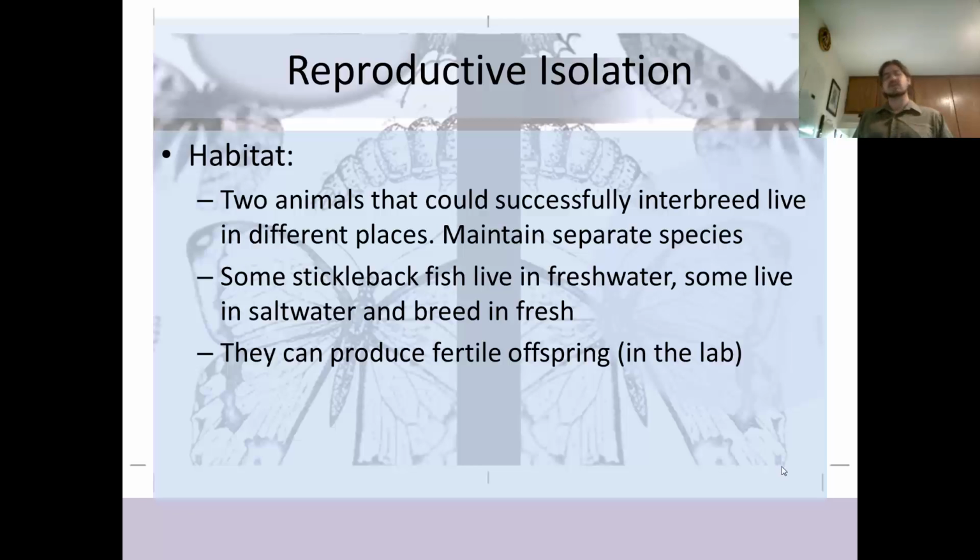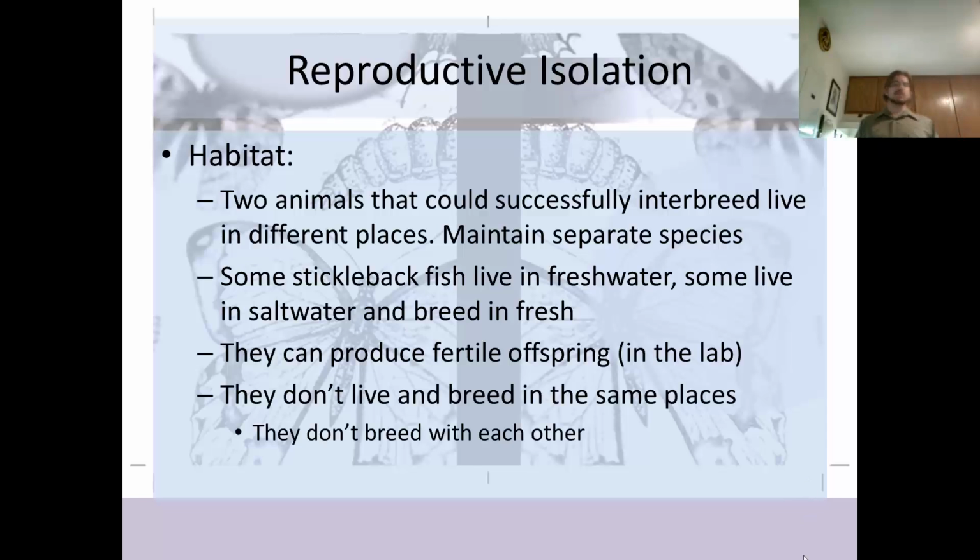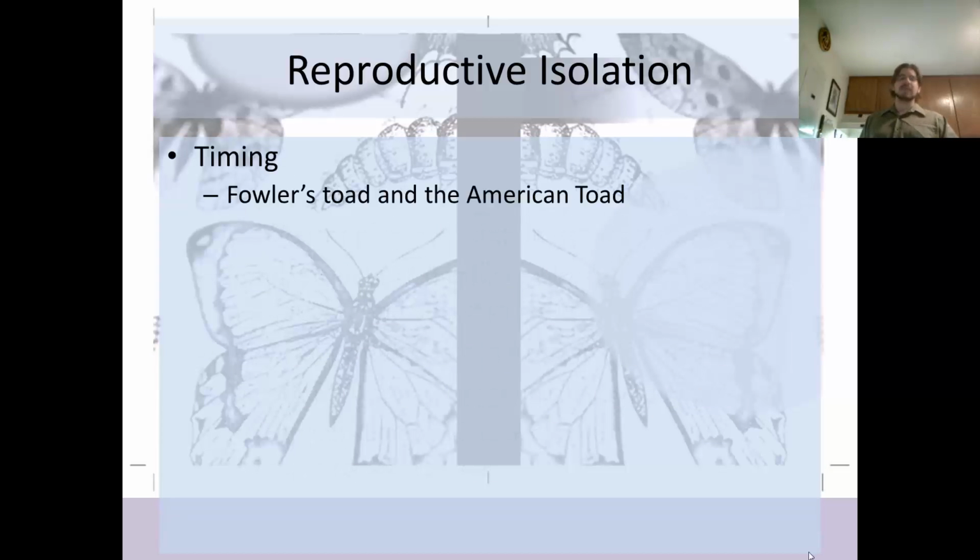The saltwater sticklebacks and the freshwater, if you induce them to breed in the lab, they'll have fertile offspring. But they don't mate with each other in the wild. Because they don't mate with each other, they're reproductively isolated and they're separate species. They don't live and breed in the same places. So they don't breed with each other, so they're separate species, even though they're not isolated biologically.